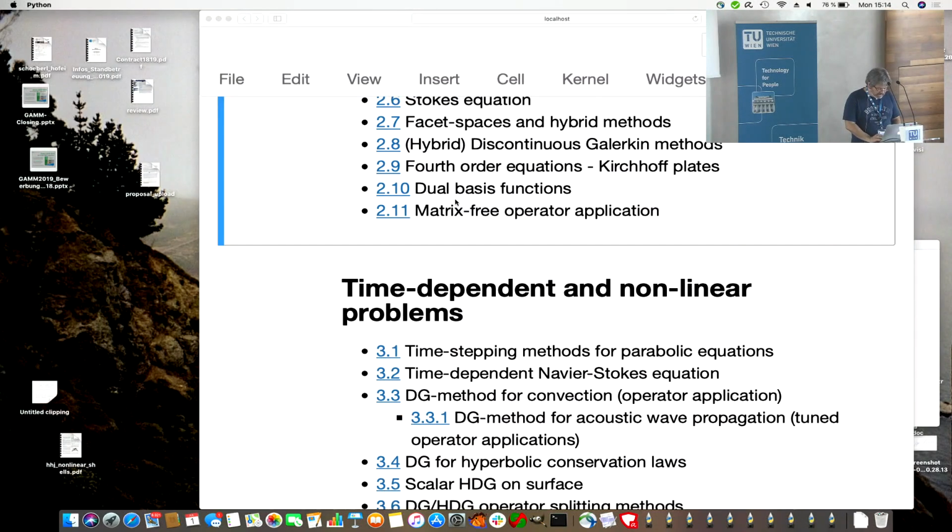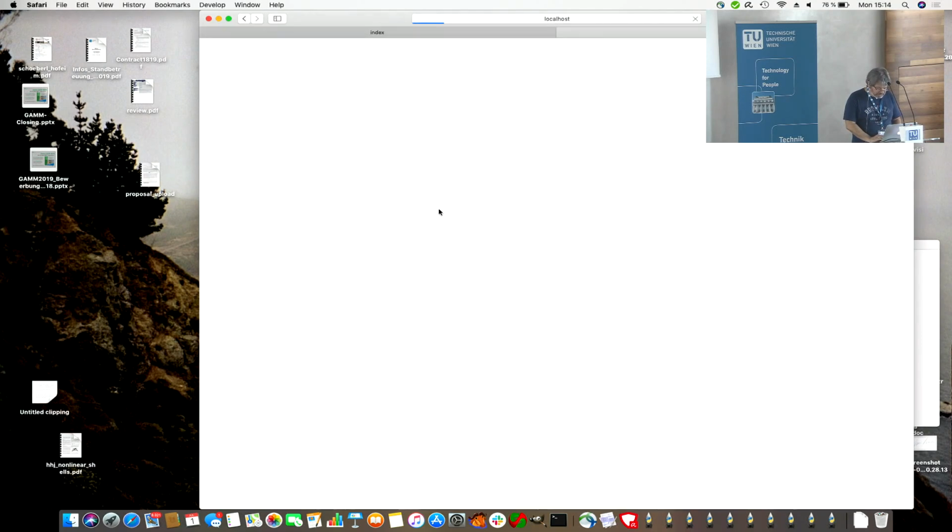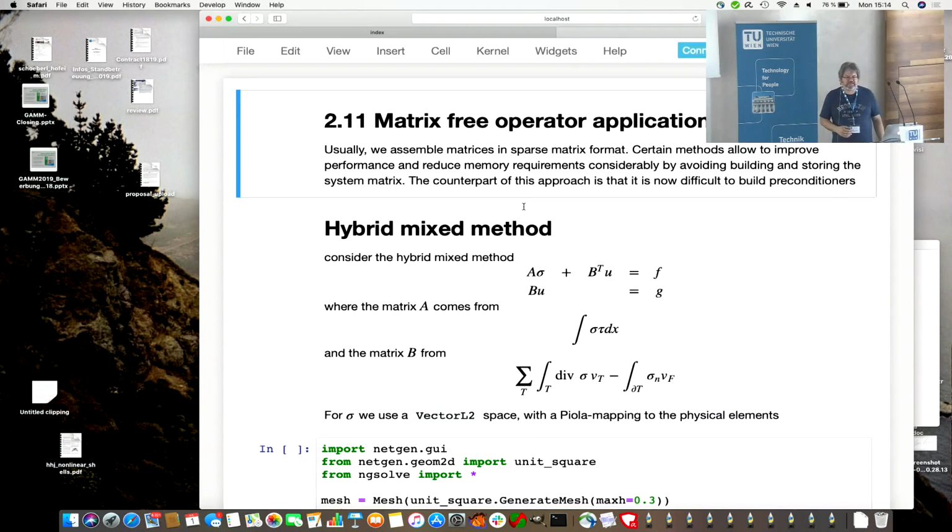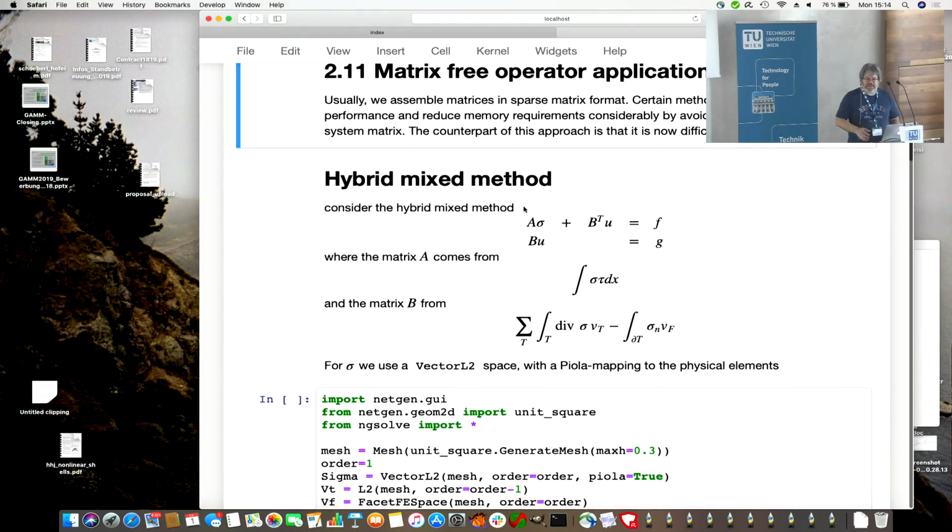Okay, the last section is on matrix-free operator applications. There were also examples of this for a long time in the C++ code, and some experiments and trials here and there. But it was never really easy to use and never entered the main branch. Now we have a couple of operations we can do very fast without building matrices.